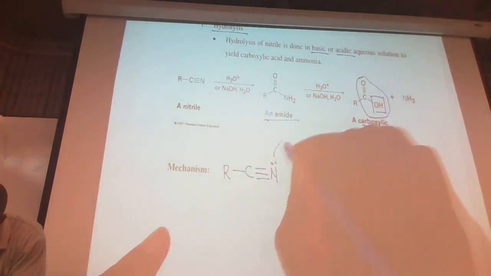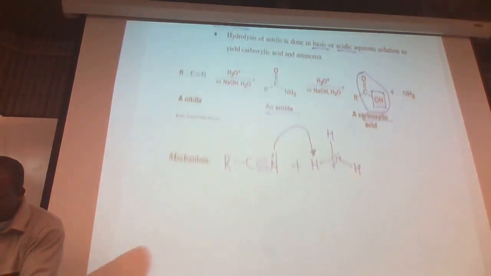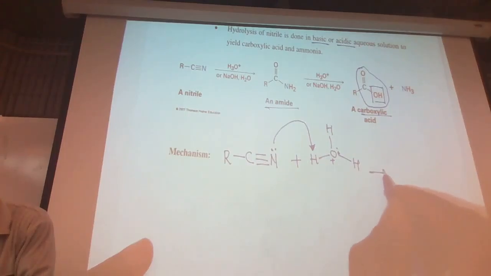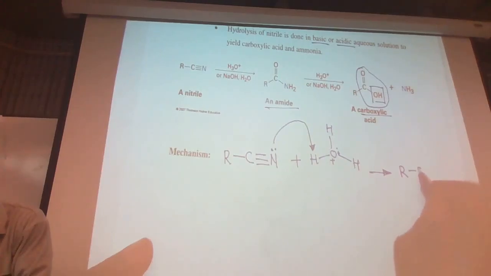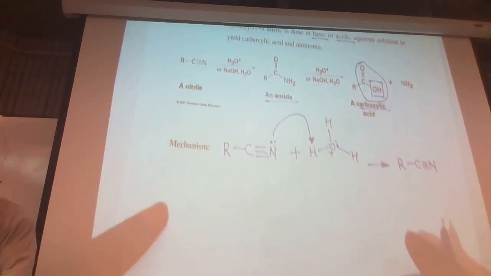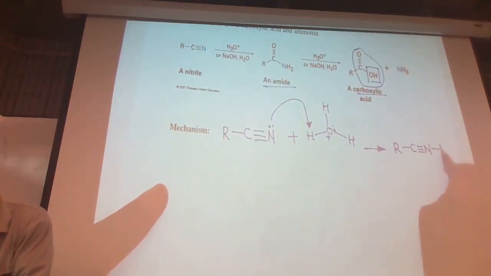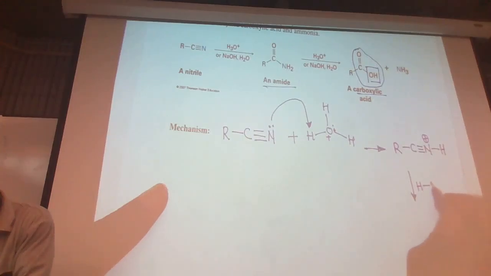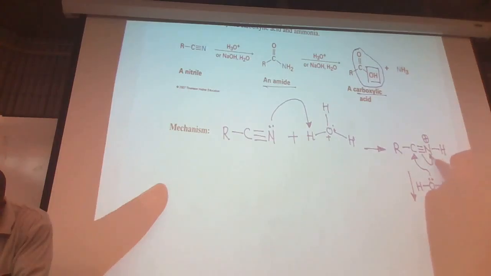So here your nitrogen can pick up the proton, so like that, the nitrogen is positively charged. And at this point, your water molecule is going to act as a nucleophile, attacking that carbon. You break one of the pi bonds of the triple bond there.